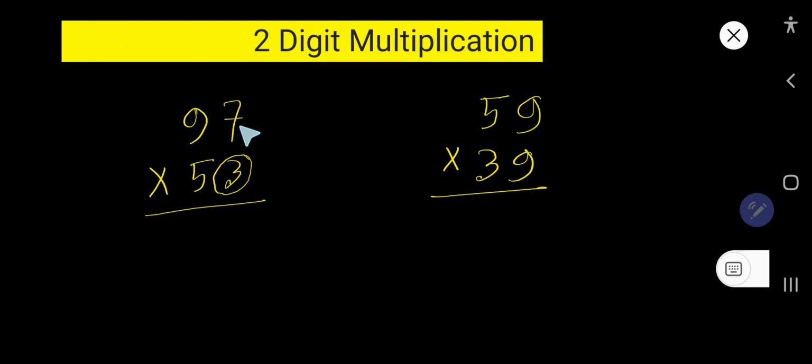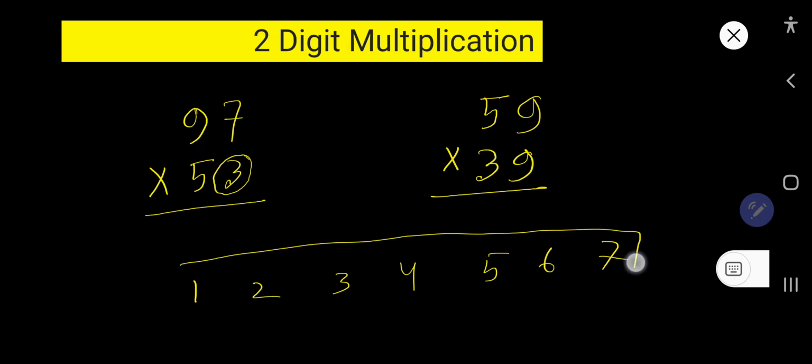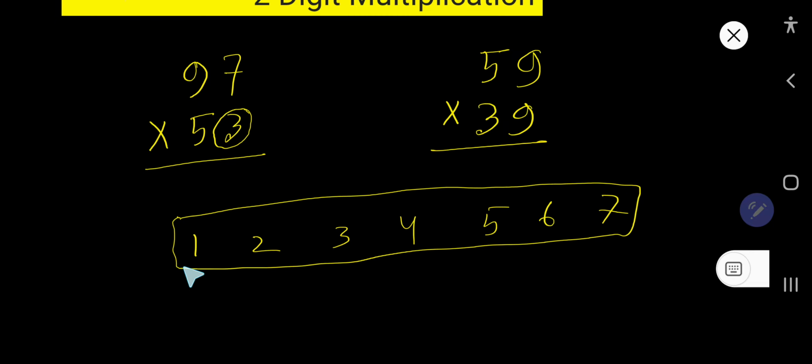3 times 7 equals 21. So we need the multiplication table of 3 to multiply this 7. So how to get that? 1 2 3 4 5 6 7. So 3 times 7 equals what? If you forget the multiplication table, then here is the way to remember. So we need the multiplication table of 3.